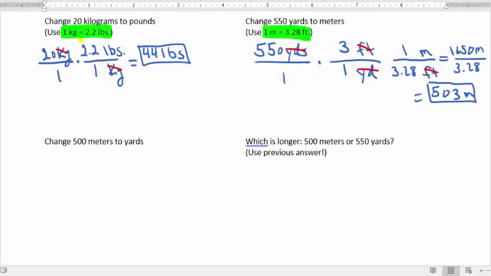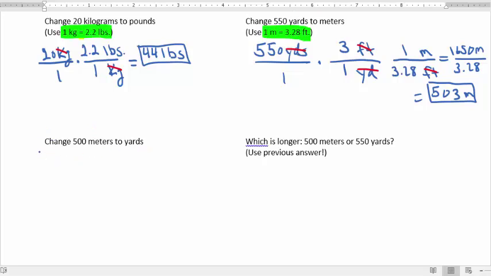Our final video is going to do more of this converting between systems business. And again, remember these are approximate answers we're getting now when we convert between the two different systems. So change 500 meters to yards. This is actually the opposite of what we just did. We just did yards to meters. Now we're going to look at meters to yards.